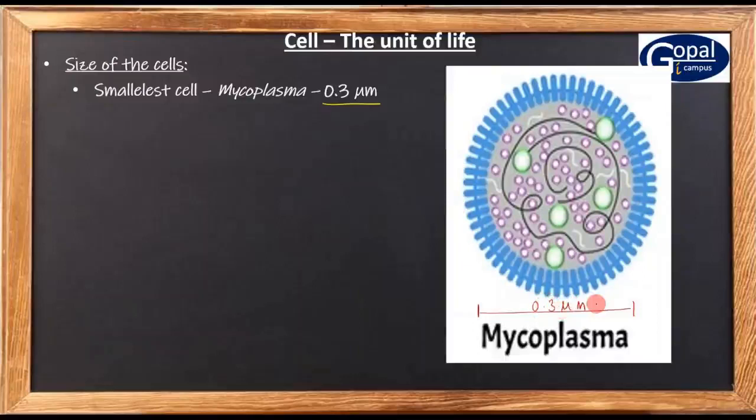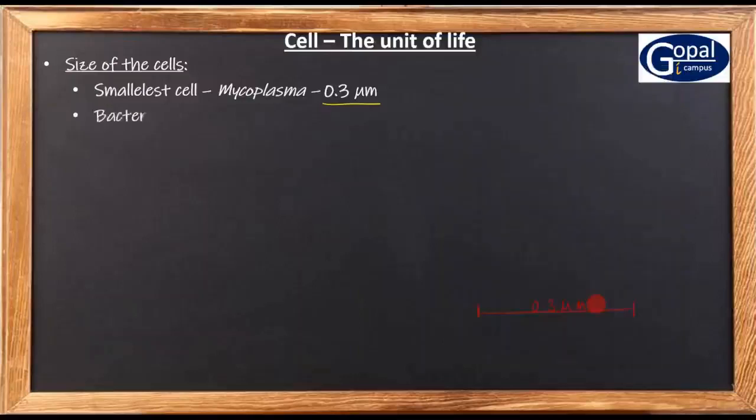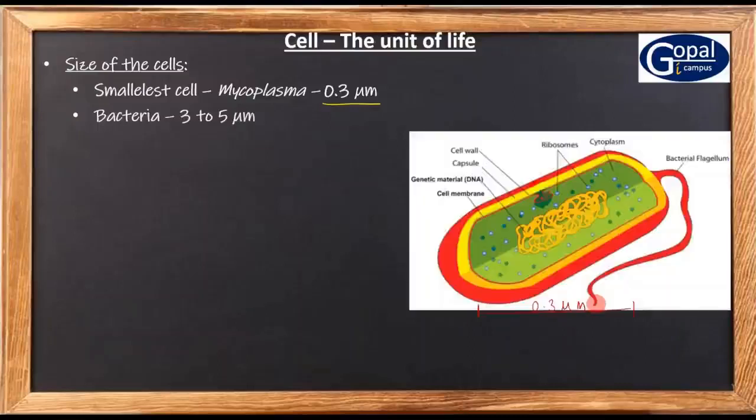Right? So then the bacteria. The size of the bacteria is 3 to 5 micrometers. So this is a bacterium, from this end to this end, and its size ranges from 3 to 5 micrometers. Some bacteria are 3, some bacteria are 5 micrometers.